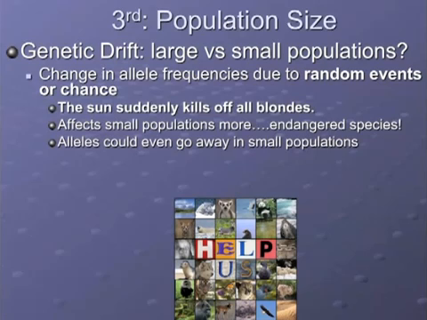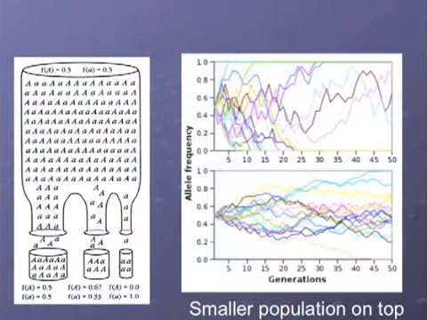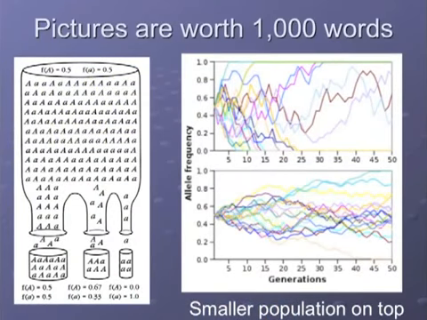If you have 10 dolphins and 2 of them die, well, that's a lot of your population, versus if you had 100 of them and only 2 of them died. That wouldn't be as much of a problem. So in small populations, alleles could even go away. And this just shows 2 pictures of the large versus small population.